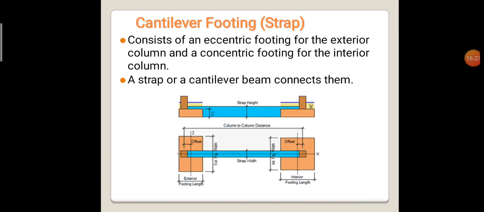Next one, cantilever footing. Already we know that a cantilever is nothing but one end of the footing is fixed, another end is free. Here both ends have a load, that is a column, or some construction of that particular building. But here we are joining both the ends with a strap. It consists of an eccentric footing. Why? Because we are placing the footing at a particular distance, but we are adding one more column at some distance, that is the eccentric distance. That is known as cantilever.